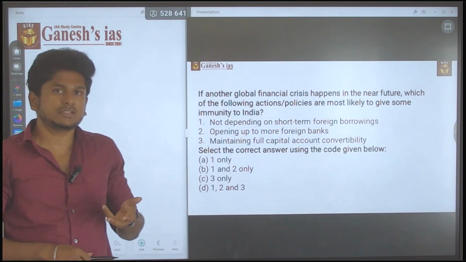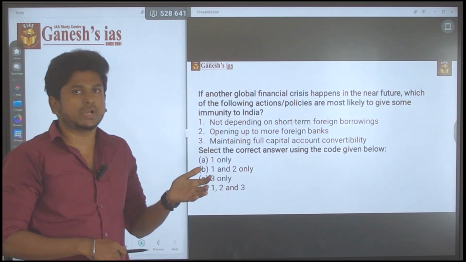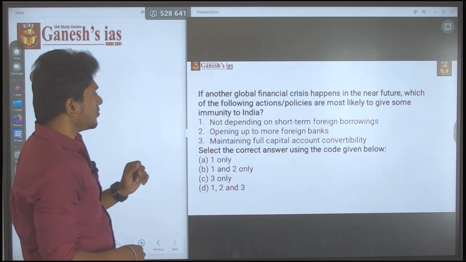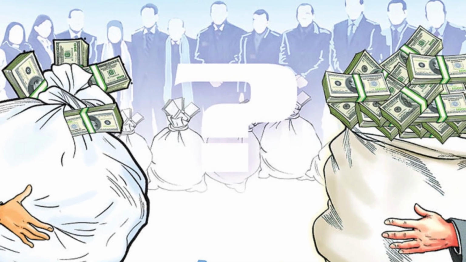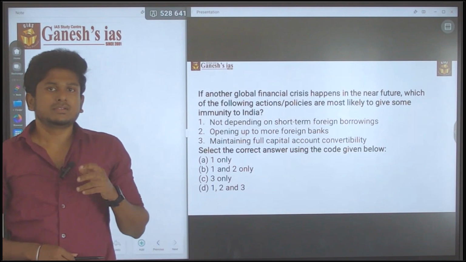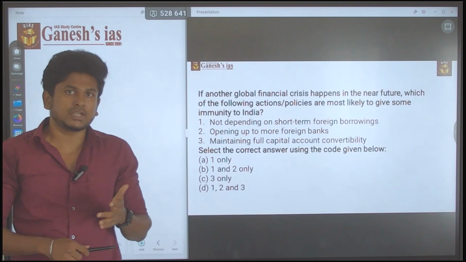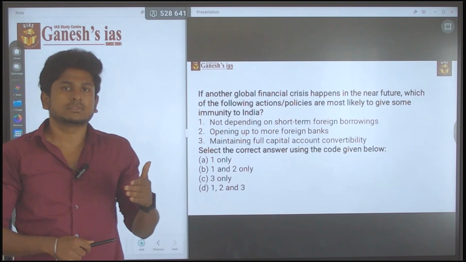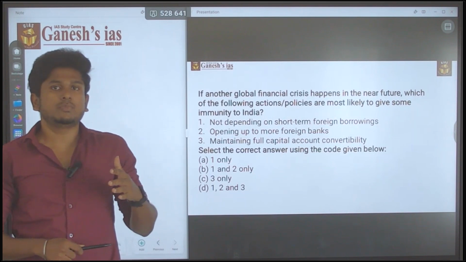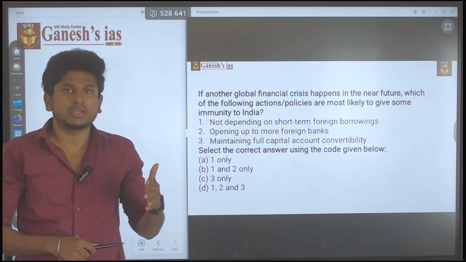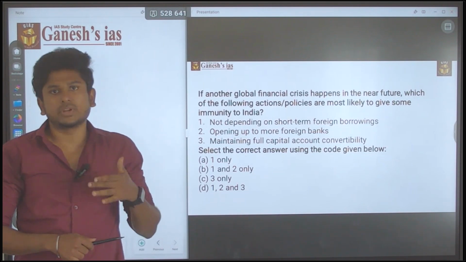This is one of the easiest questions. Easily you can eliminate the statements and come to the answer. First statement: not depending on short term foreign borrowing. If you are dependent on short term foreign borrowing for every action, if there is any budget deficit, and if you are going to borrow money from the US or from a European country, then if there is a global financial crisis, consider a Russia Ukraine issue.